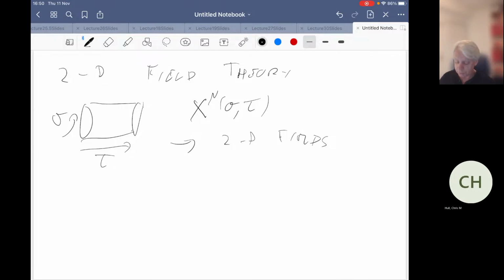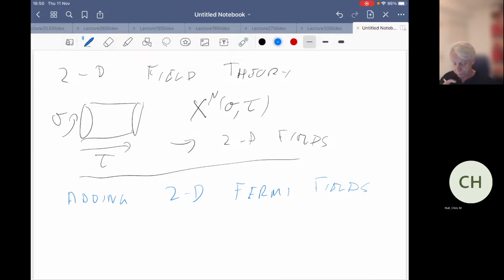This is the basic bosonic string theory. We can modify this by adding 2D Fermi fields, and it turns out that this could be done in a consistent way. So first of all, introducing these Fermi fields could be thought of as, roughly speaking, introducing fermion currents moving around the loops of the string.